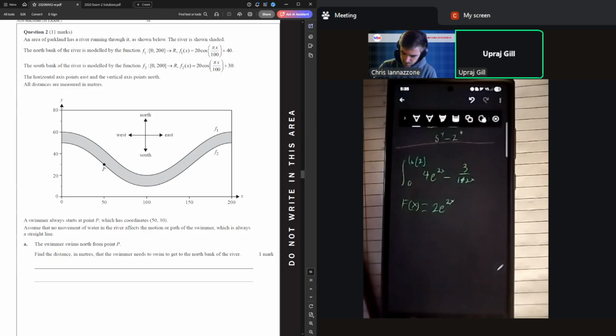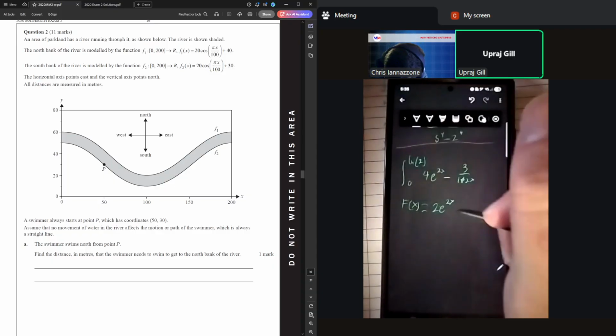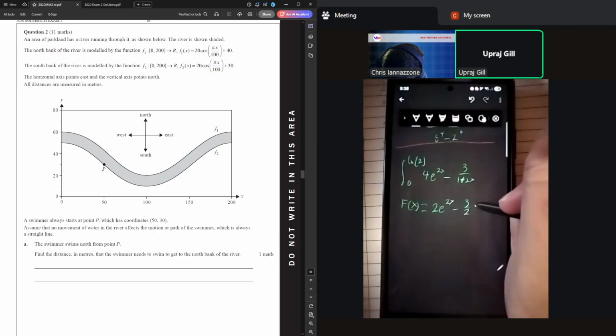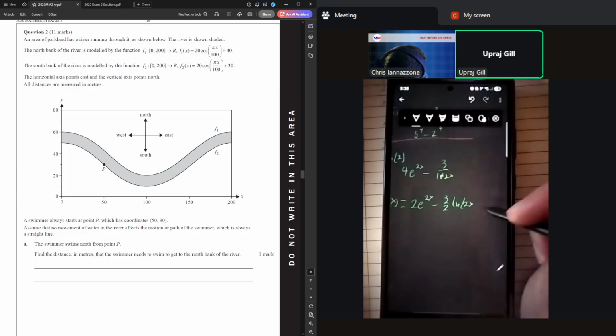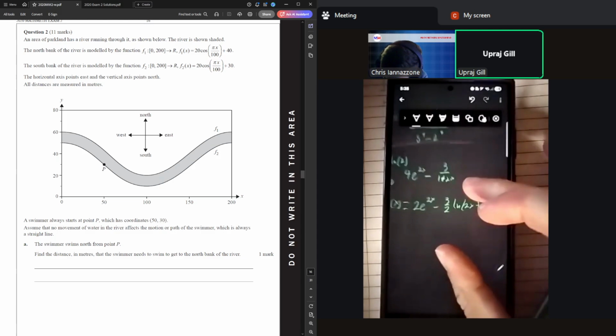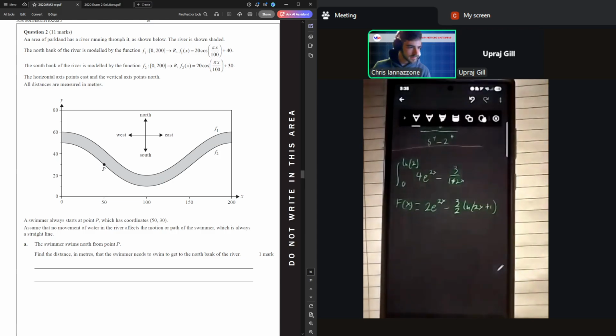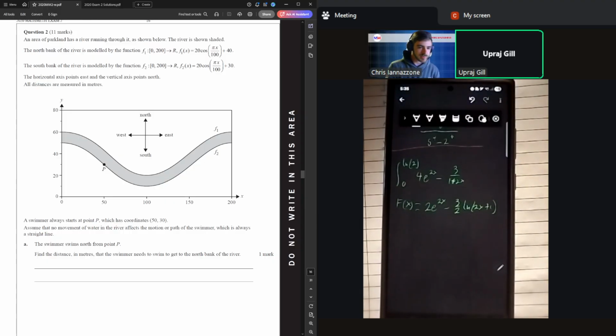Negative 3 on 2, natural log of 2x plus 1, but I don't know, they haven't specified what x's value is. You're right. Should we put the absolute brackets around it? The challenge there is that absolute value isn't in Methods study design, which is why every common question that comes up will say x greater than zero. Typically, it's always x greater than zero.